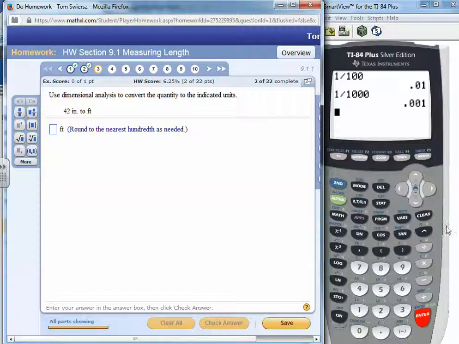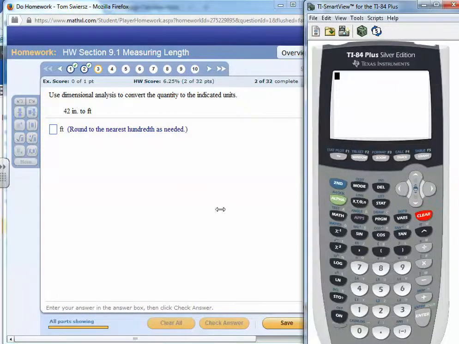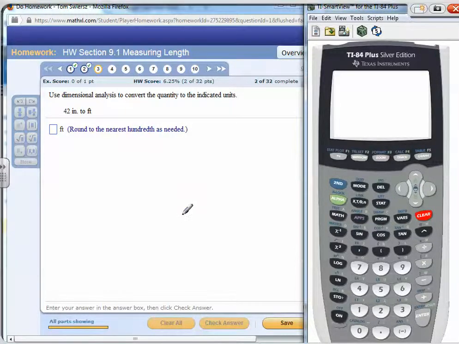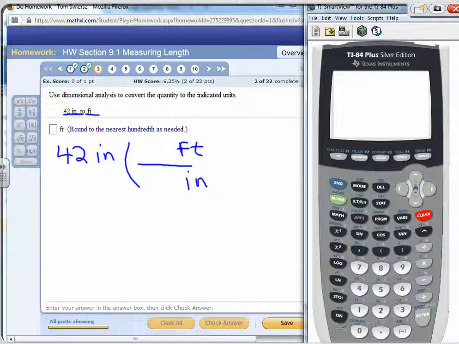All right, homework exercise number 3. Use dimensional analysis to convert the quantity to the indicated units. Okay, now you can either do dimensional analysis or set up a proportion. Dimensional analysis, write down what you're given, 42 inches, right? You want to convert to feet. What you're going to do is what you want to convert to goes in the numerator, and the one you want to get rid of, the one canceling, goes in the denominator. So inches goes in the denominator, feet goes in the numerator.